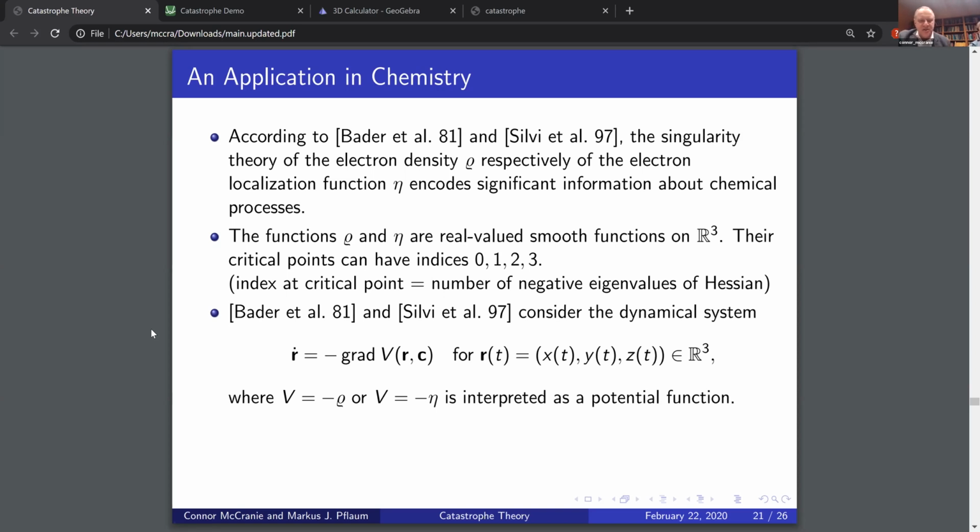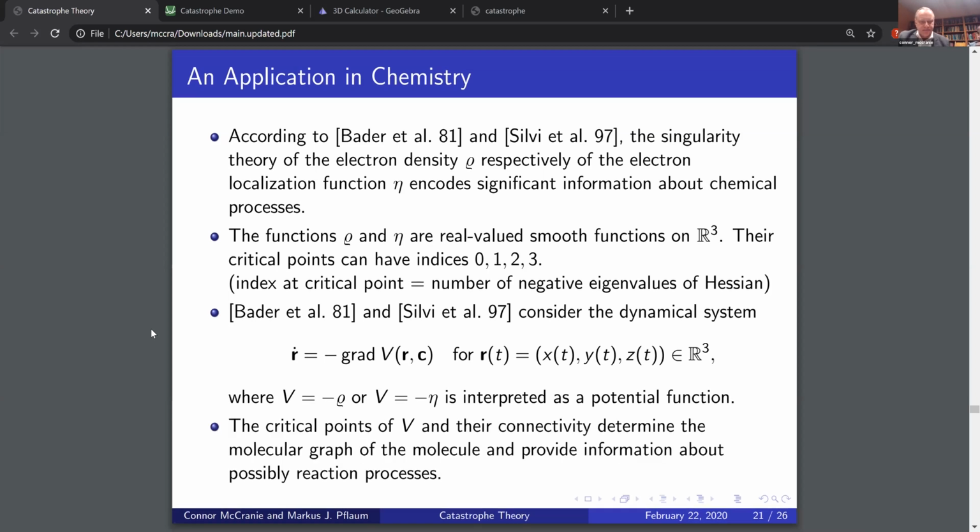So we get a dynamical system: r dot, the time derivative of r, where r is a curve in R3, is given by minus the gradient of V of (r, c). Here r are the so-called internal parameters, and c are the external parameters, and V is in this case negative rho or negative eta, depending on what you choose. Actually, as has been shown in modern chemical language, probably an even better function would be minus the Laplacian of the electron density, but that probably needs to be further investigated by mathematical physics and chemistry means.